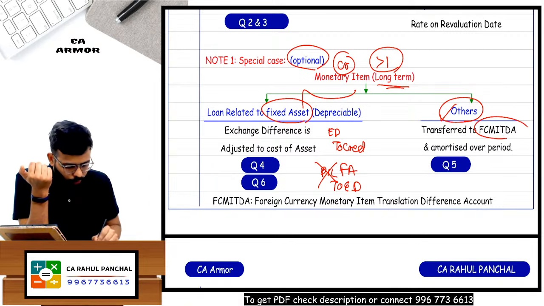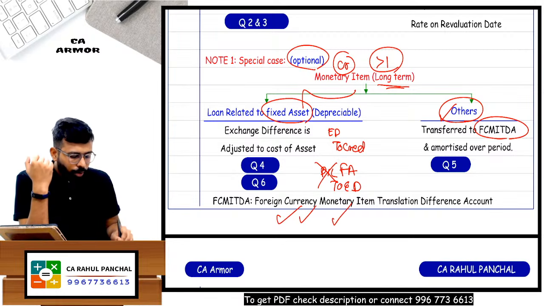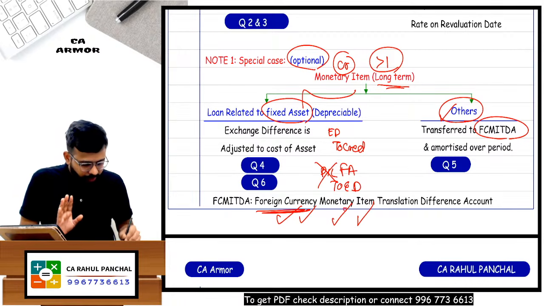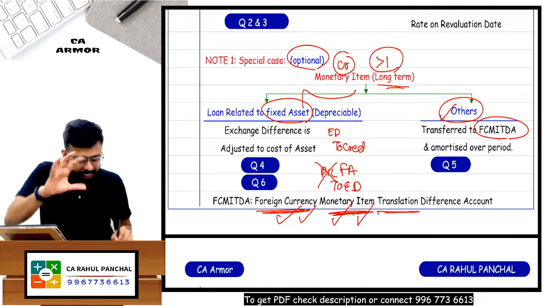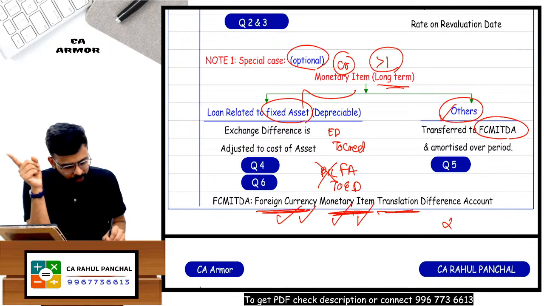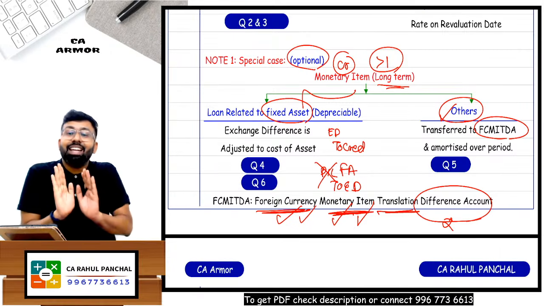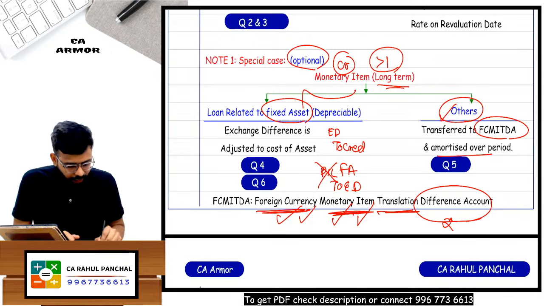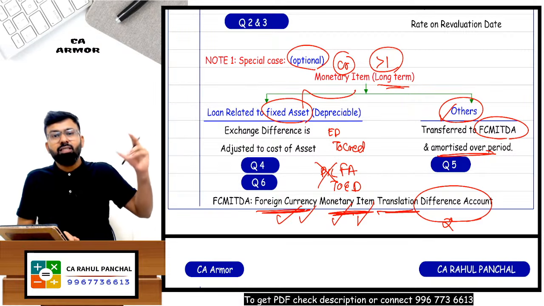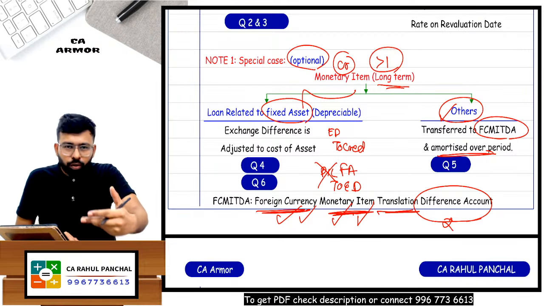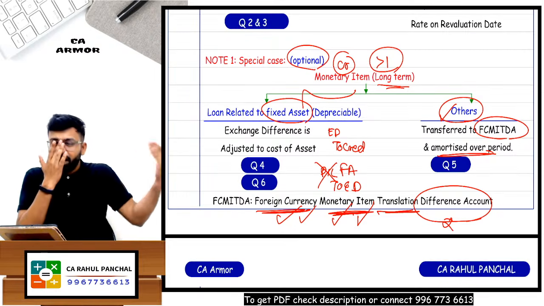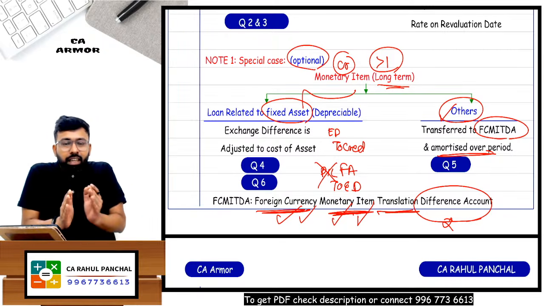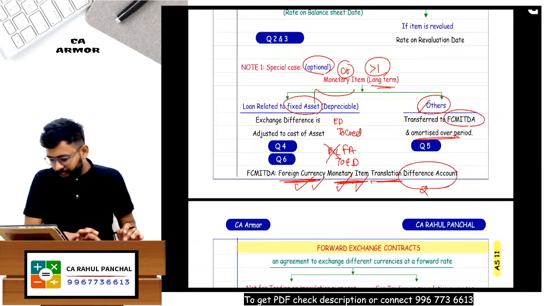So you will transfer it to one account, that is foreign currency monetary item translation difference account. It is a foreign currency monetary item, creditor. When you translate it in rupees, whatever the difference came, a temporary account, from this the amount will be transferred to P&L account on a systematic basis over the period of the loan. Let us say the loan is for 3 years. So in 3 years, we will take it to the P&L account. The entire loss should not go in the first year itself.